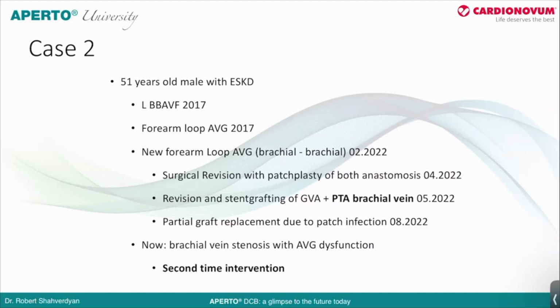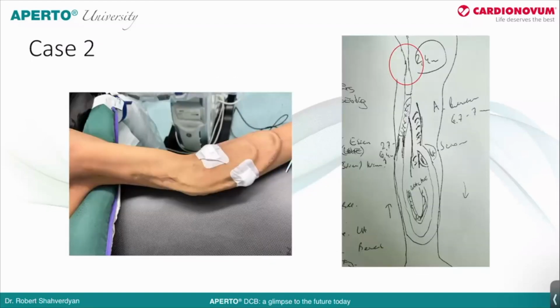now 2 years ago. So then there was a patch infection, somebody replaced partially the graft, so now the patient was referred with an outflow brachial vein stenosis and dysfunction. So this was his second intervention at the same location. And as you can see on the left image, the small one is the old graft, and the big one on the left side, the outer curvature, is the new graft. And on the right side, at the top, you can see the stenosis in the outflow vein.